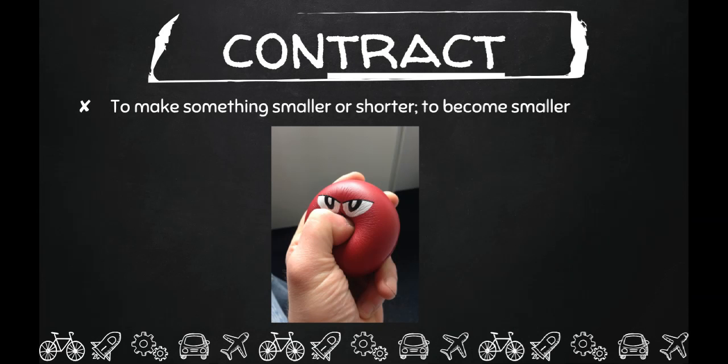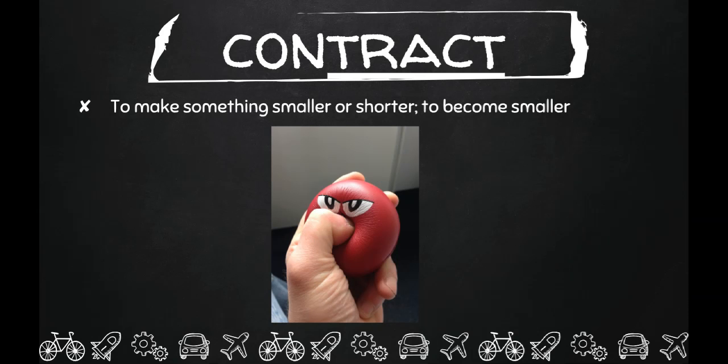And last is contract. So this word can be pronounced as contract, which is a piece of paper that's signed by two parties, or as contract. And so for our unit, we're going to work with the meaning of contract. So this means to make something smaller or shorter, or to become smaller. So if I take in the picture that stress ball and I squeeze it, I'm contracting it. I'm making it become smaller.